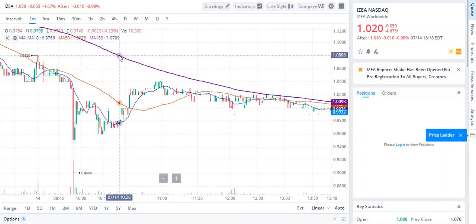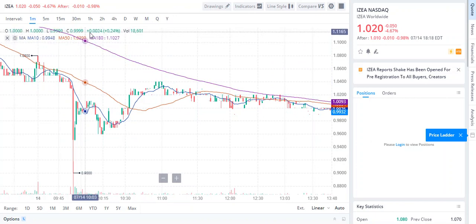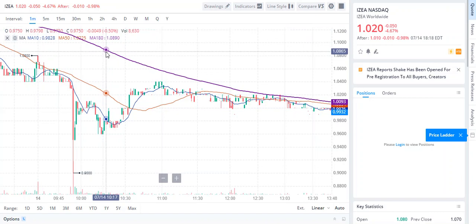If you look right over here, it'll tell you what all those different moving averages are. So the blue is the 10-day moving average 10. Your orange is your 50-day moving average 50. And right here, the purple is the moving average 180. So this is showing the average price of the past 180 days, the past 50 days, and the past 10 days.